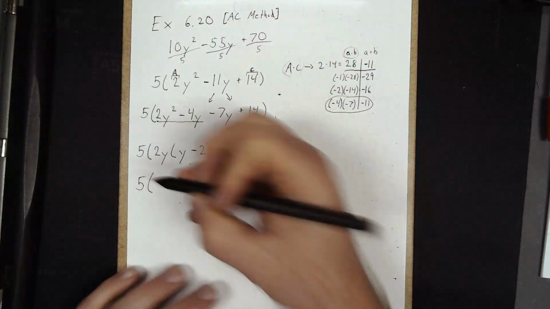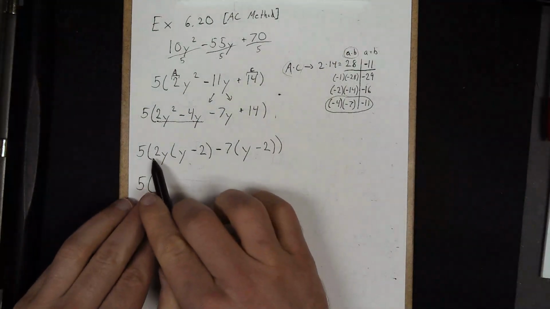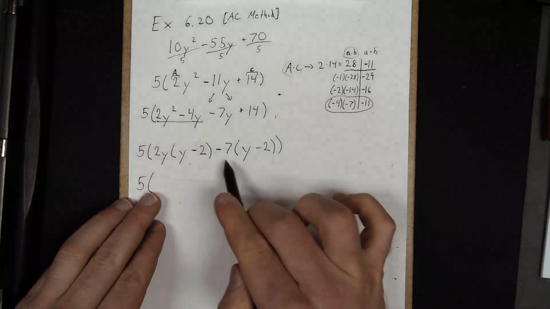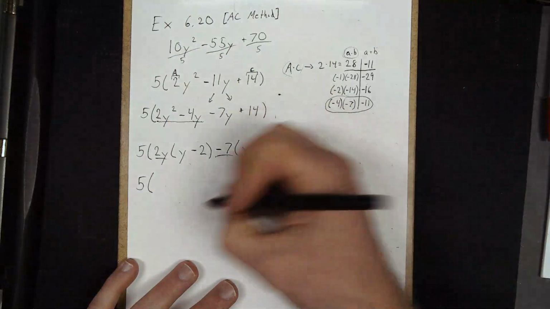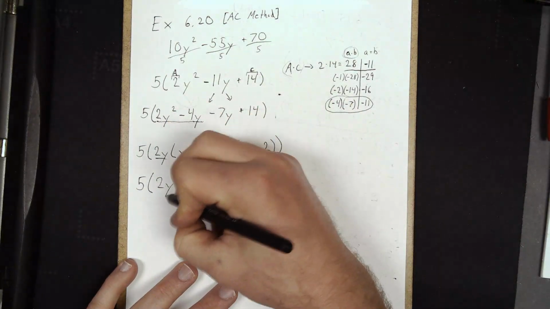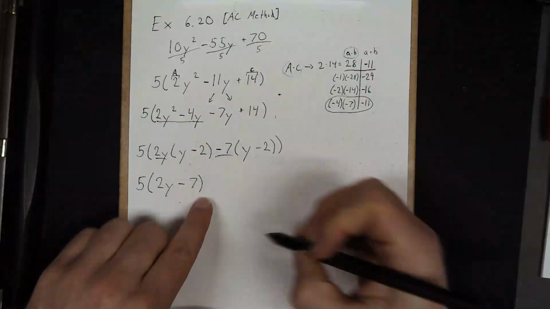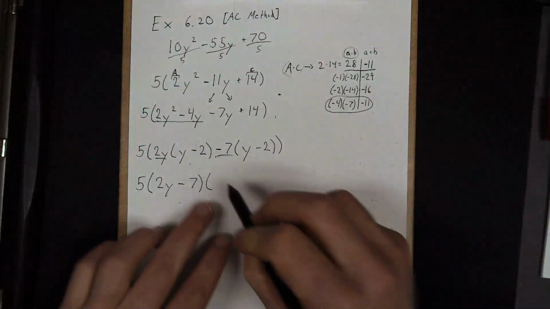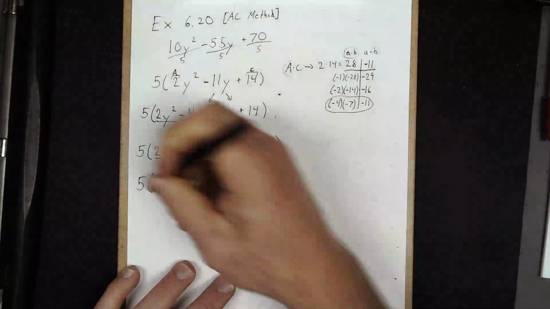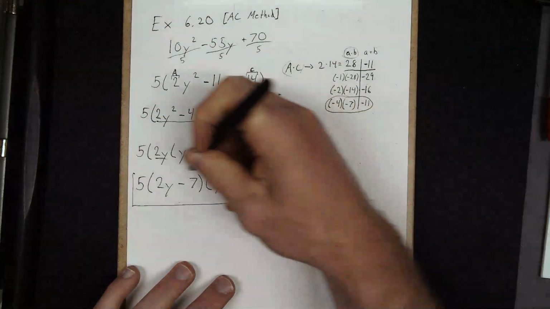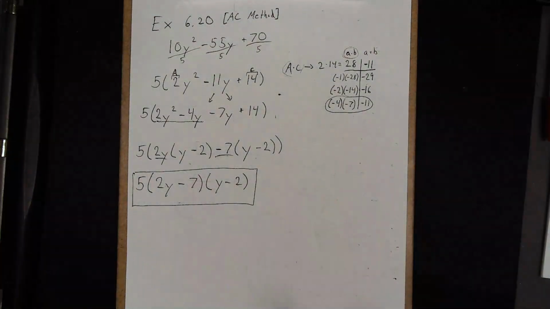So once again, write down the y. We're going to take our 2y and our minus 7, and then in this set of parentheses, we have y minus 2. And we are done. If you wanted to check, we can multiply those out.